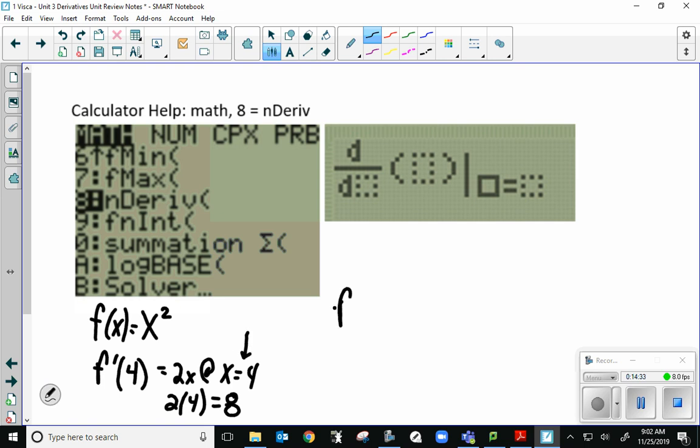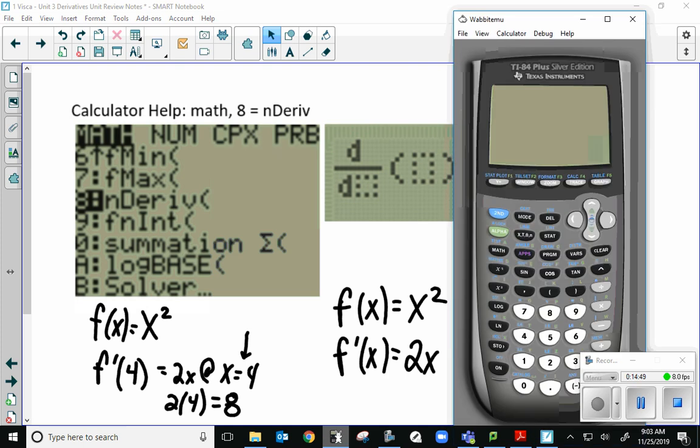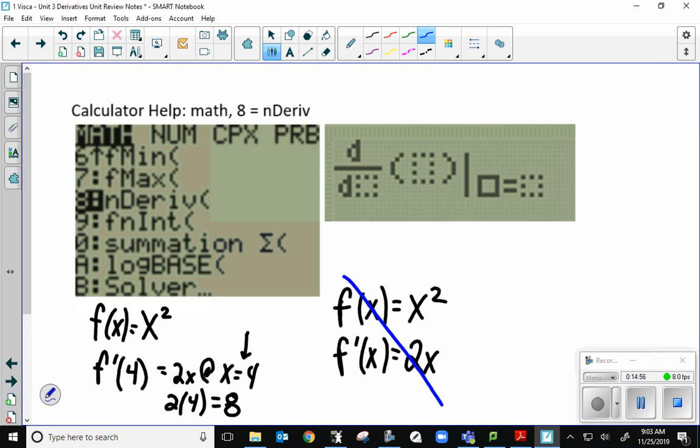The calculator cannot say, if I say give me the derivative of x squared, give you this. At least the calculator that we use, a TI-84, this one right here. The 84 does not do that. So no, the calculator can't do that. The calculator can do this. Less work for me.